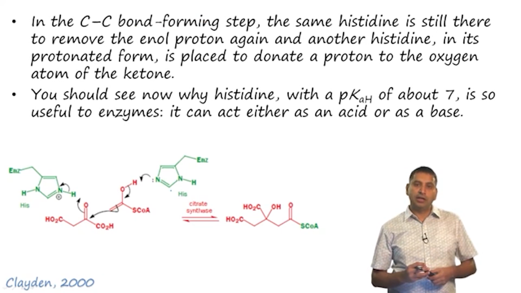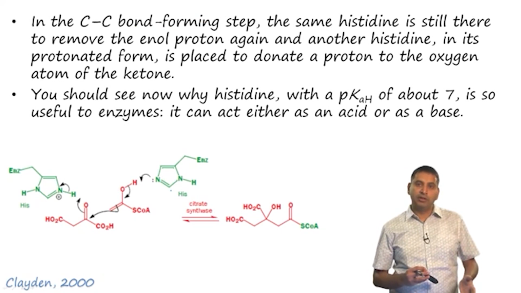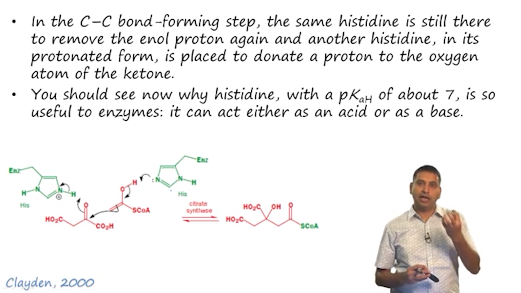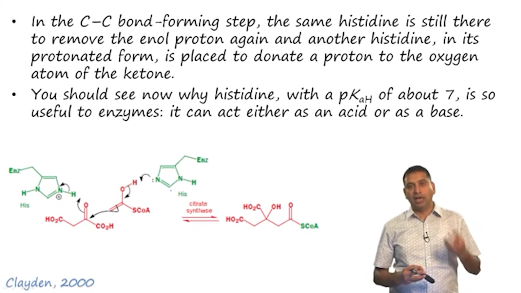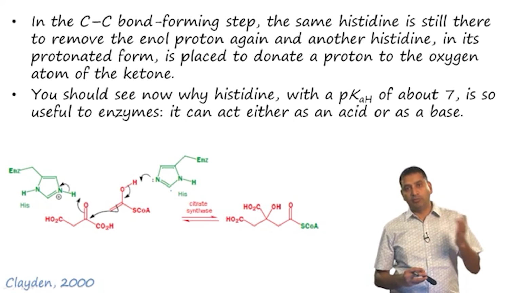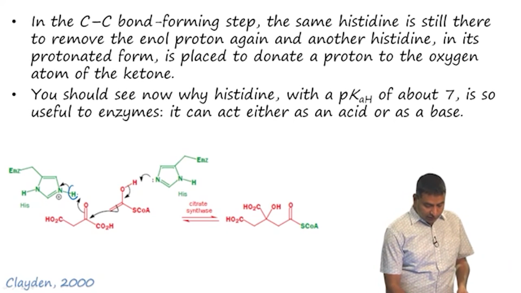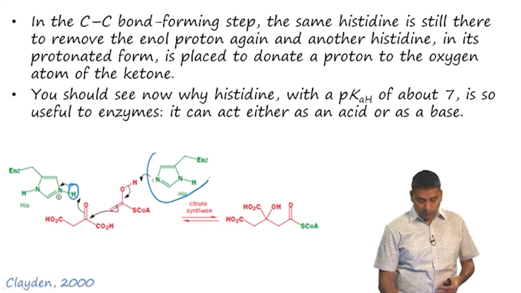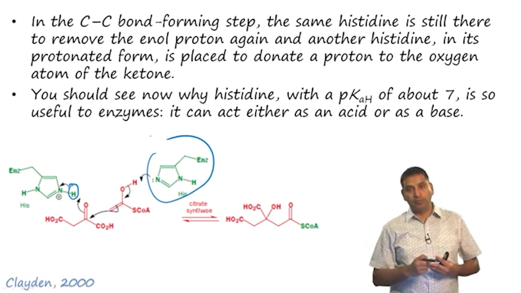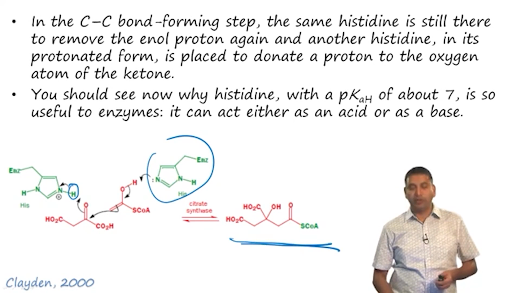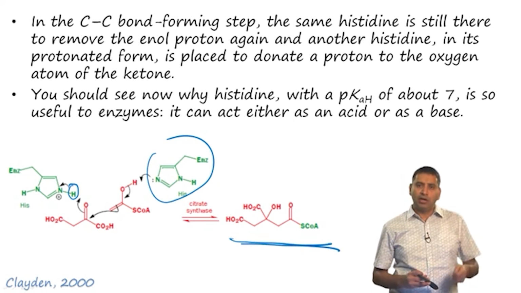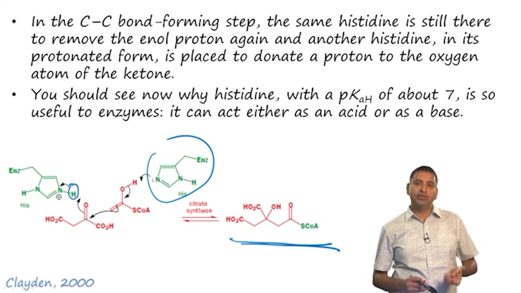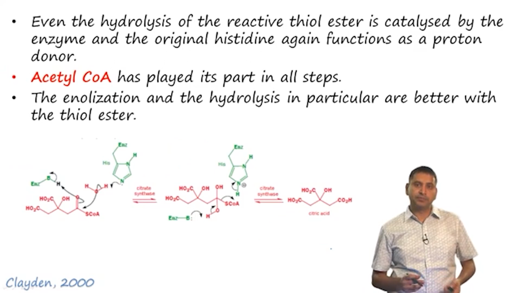Now, in the carbon-carbon bond forming step, the same histidine is still there to remove the enol proton again, and another histidine in its protonated form is placed to donate a proton to the oxygen atom of the ketone. So, here is the histidine which is going to donate the proton to the ketone, and here is the histidine which is going to pull out the proton from the enol, and it is going to give you this product here. Now, histidine, which has a pKa(H) of about 7, is so useful in enzymes because it can act either as an acid or a base.